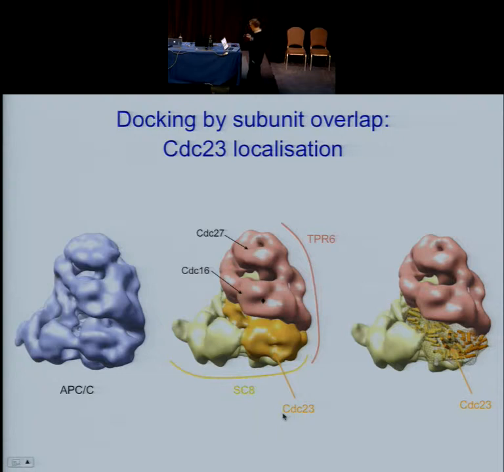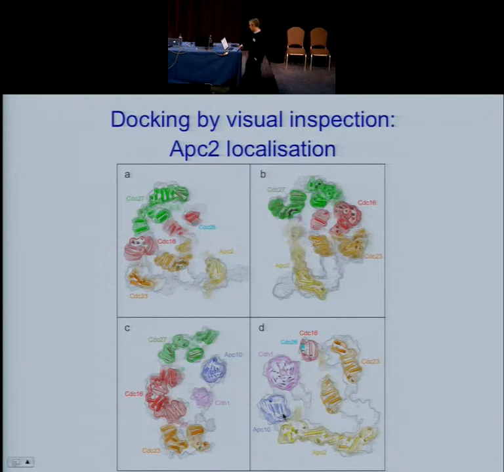And this is the CDC23 density, which actually shows, again, a two-fold structure, which is related by a two-fold symmetry axis around CDC16 to CDC27. This is consistent with CDC23 and CDC27 being parallel, so having similar overall three-dimensional structures. So that's the first approach we applied to docking atomic models of APC subunits into the APC EM structure.